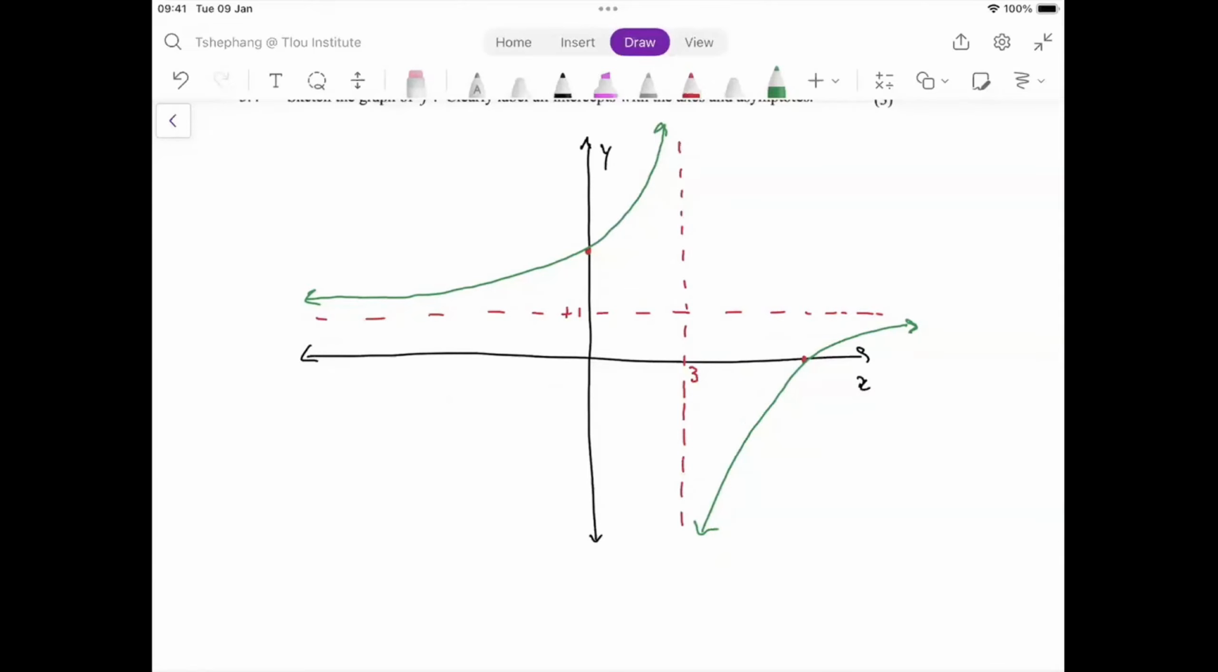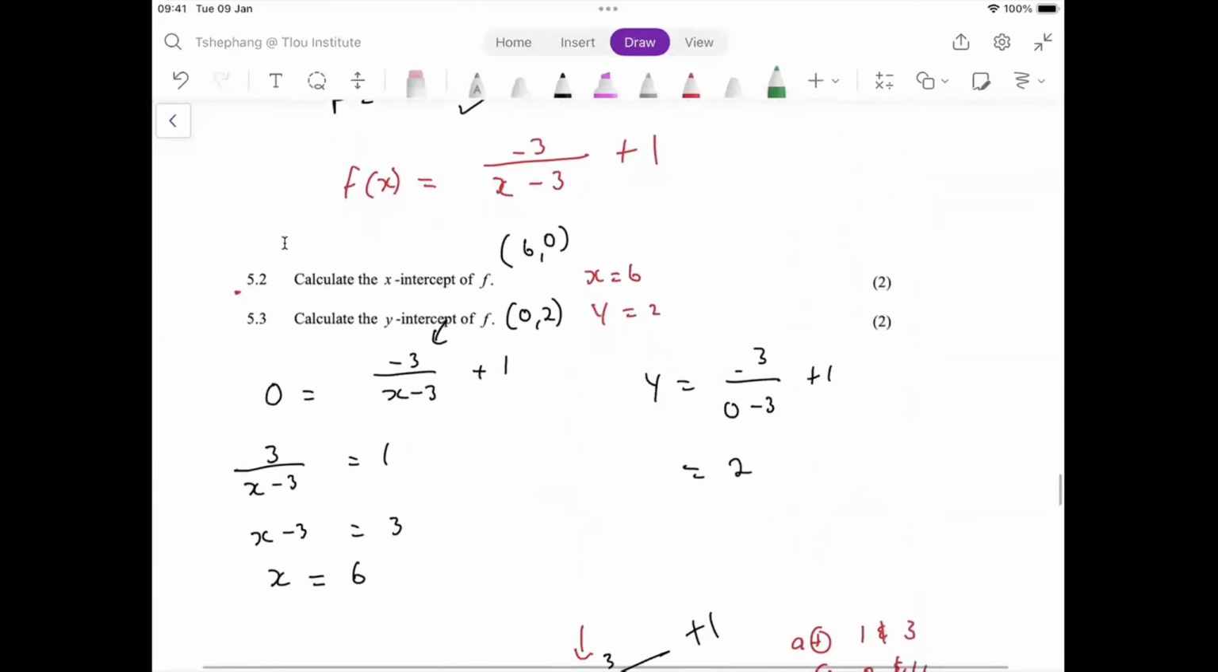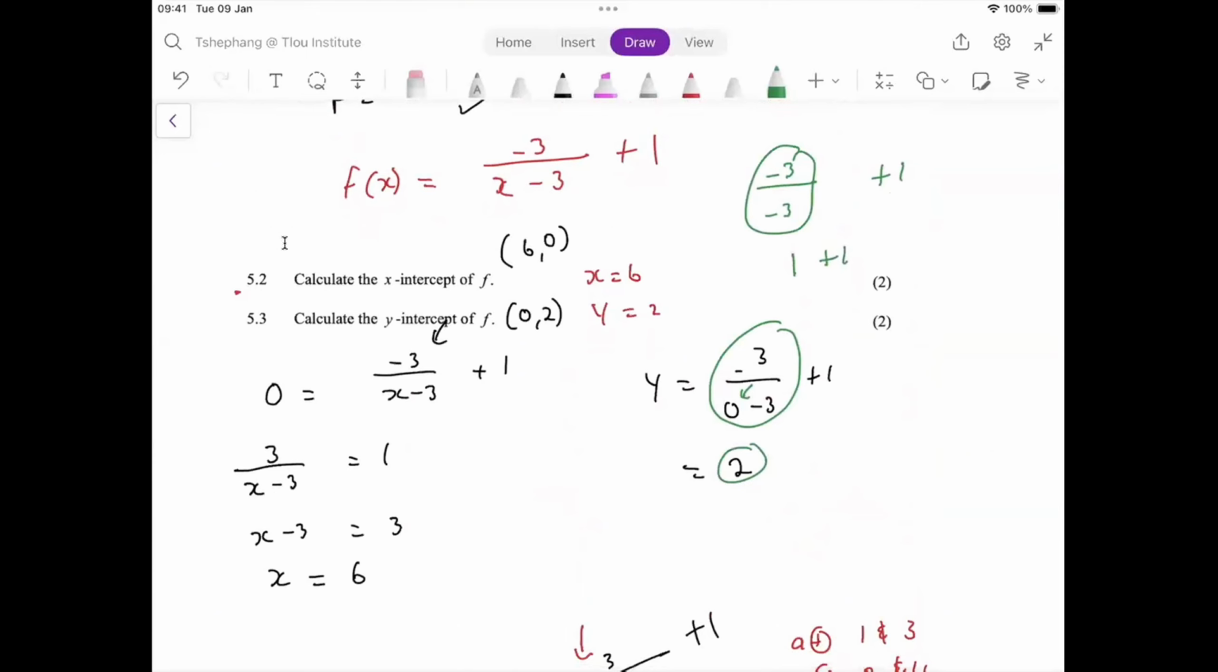Okay, let's look at some of the questions here. So explain the y-intercept. All we did is we made x 0. So remember, this is the equation. So you make x 0 here, and then calculator work if you're not too sure what we do here. So I have negative 3 over, what is 0 minus 3? It's negative 3. Then there's still a plus 1. What is this? This is a positive 1, plus 1. That's how I got my 2.